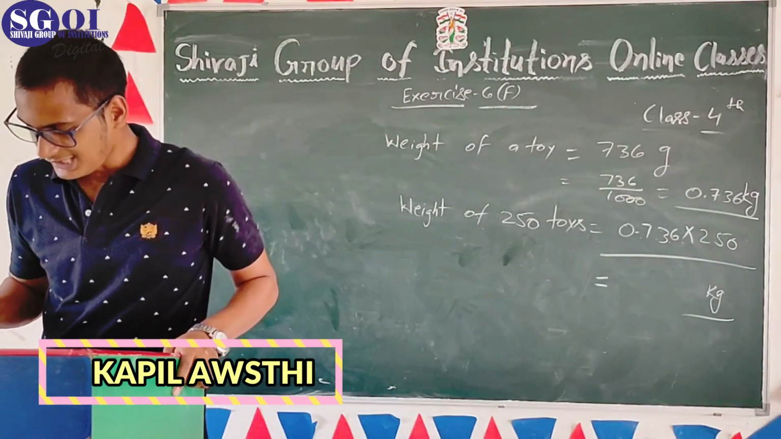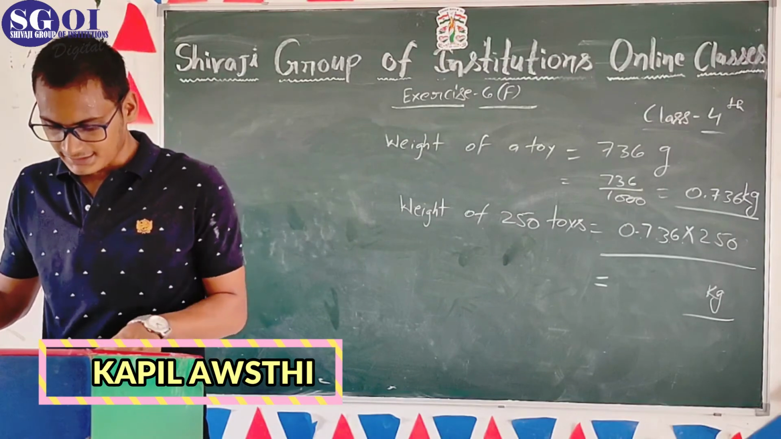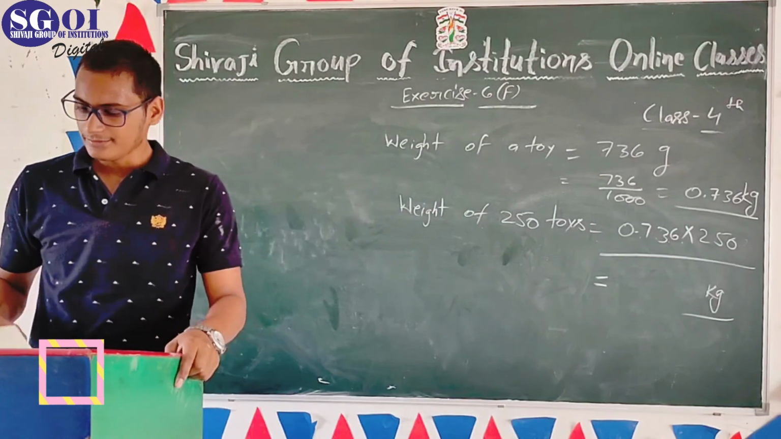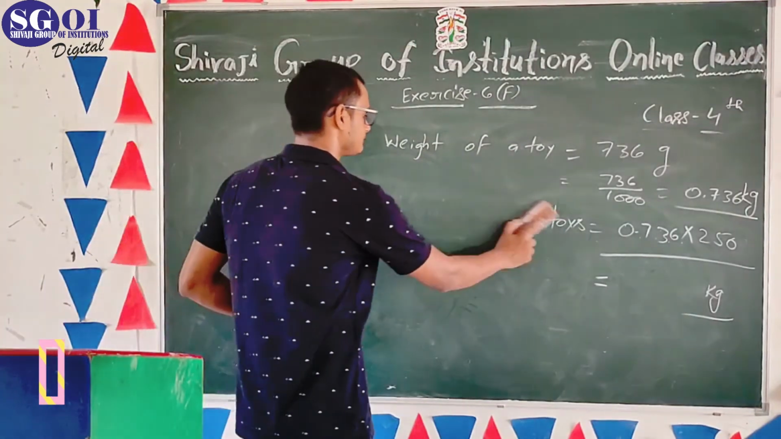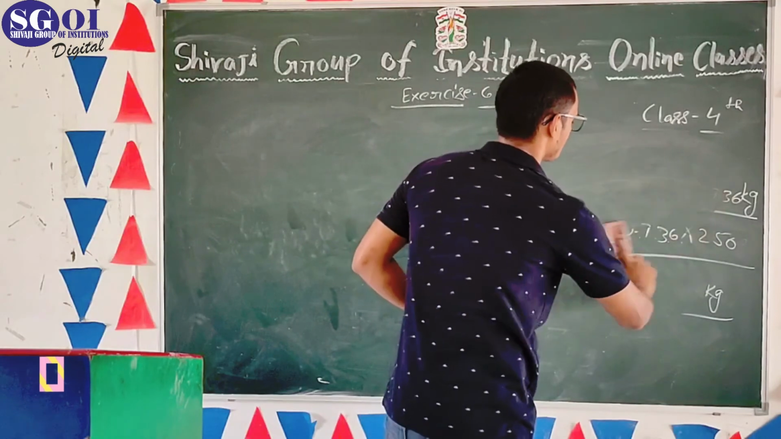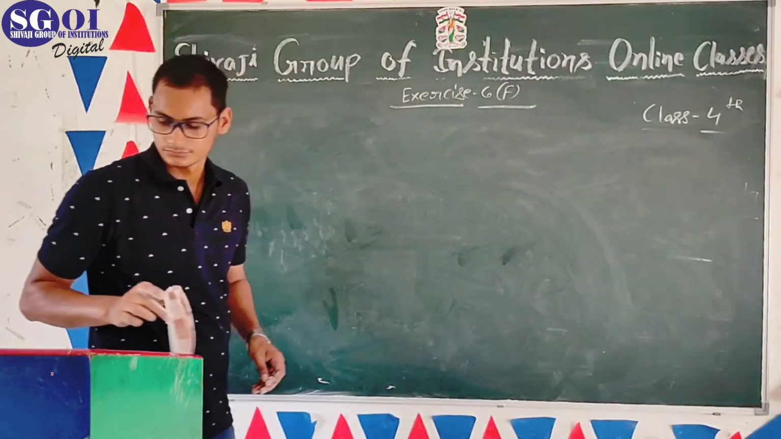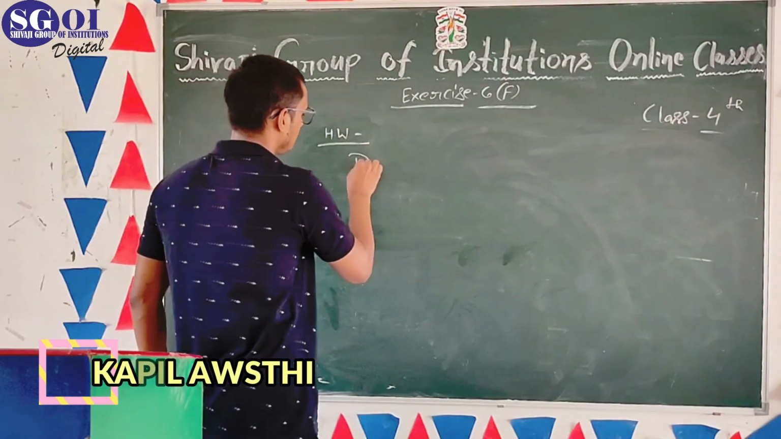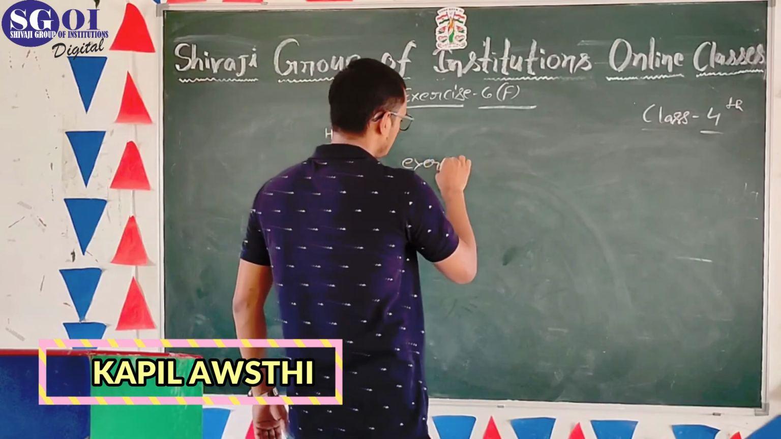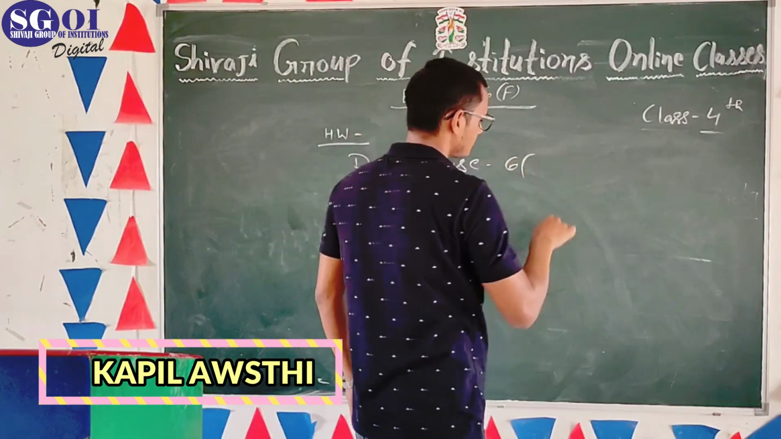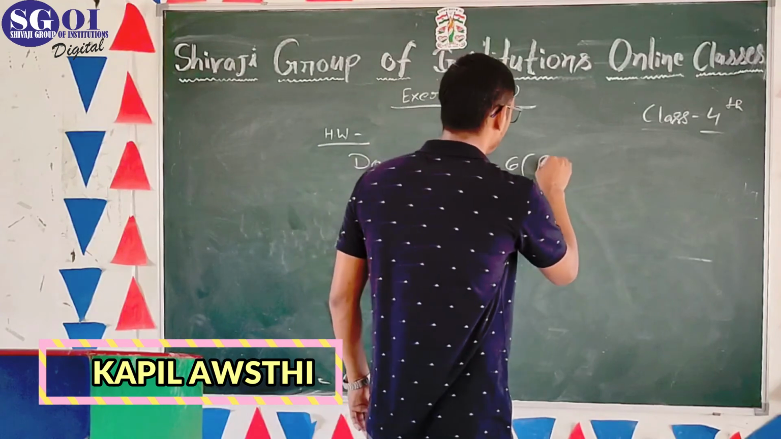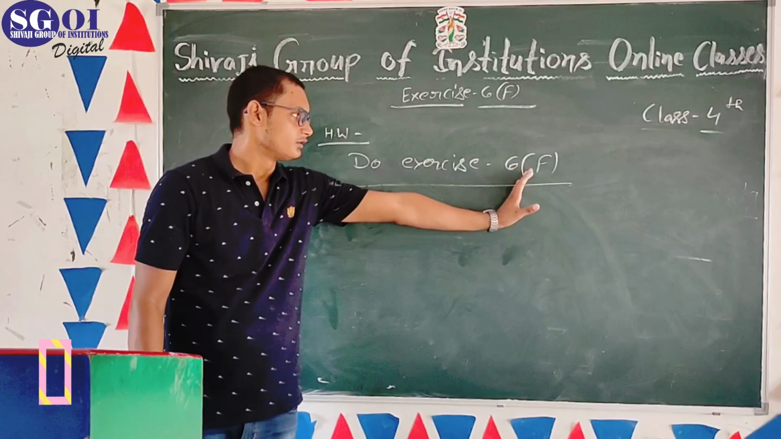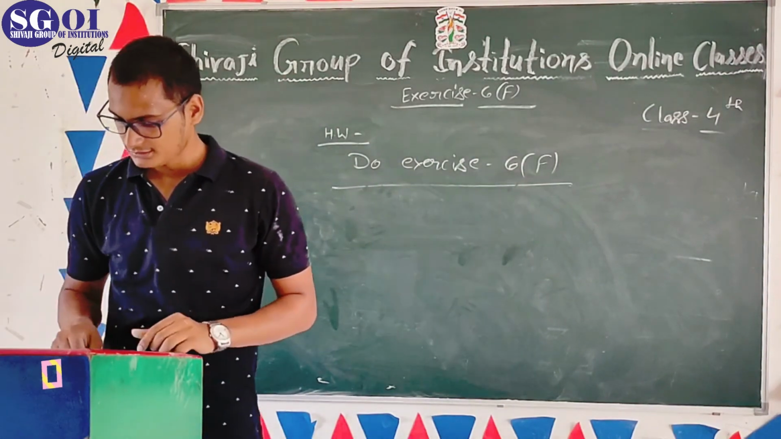Students, your exercise 6F is finished, and the next exercise will start in our next term. So it's enough for today. Write down your homework: do exercise 6F. Today's homework is to do exercise 6F. Okay. Thank you.